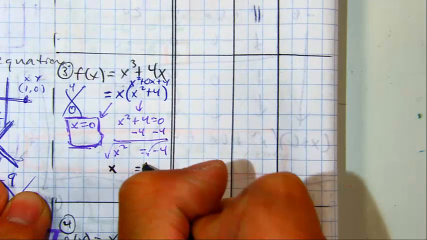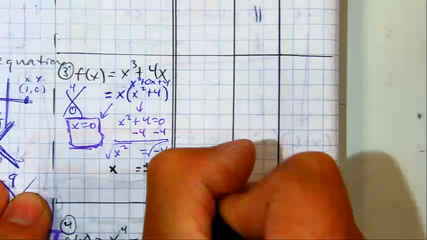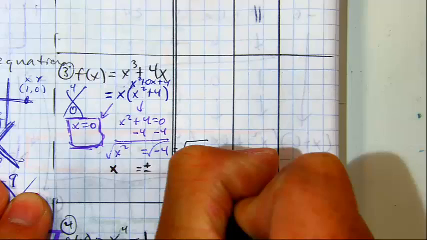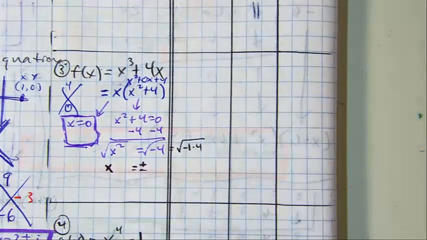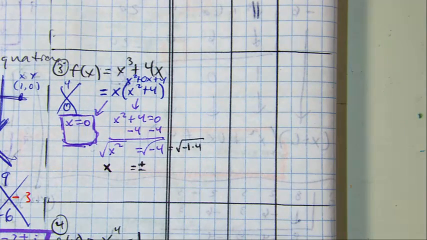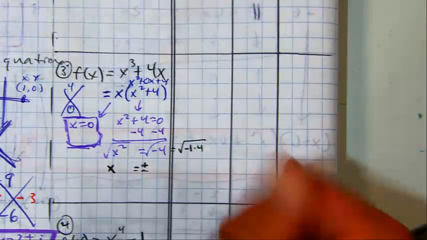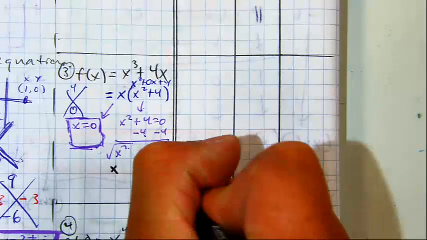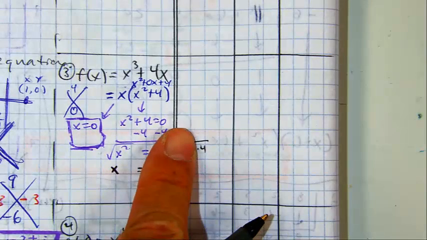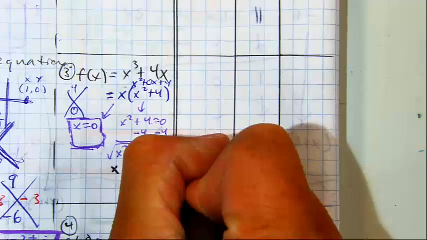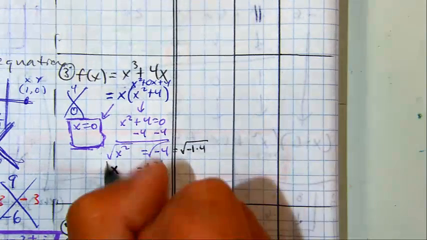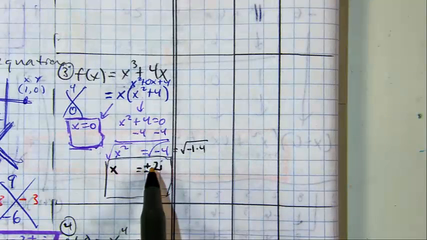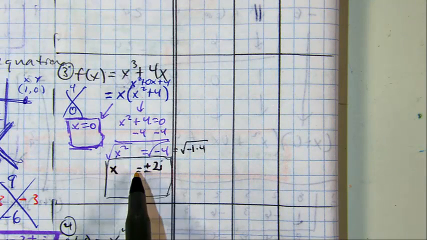plus or minus. Remember, the square root of negative 4 is the square root of negative 1 times 4. Class, what's the square root of negative 1? And class, what's the square root of 4? 2. x equals plus or minus 2i. So these are two solutions, right? It's x equals positive 2i and x equals negative 2i.